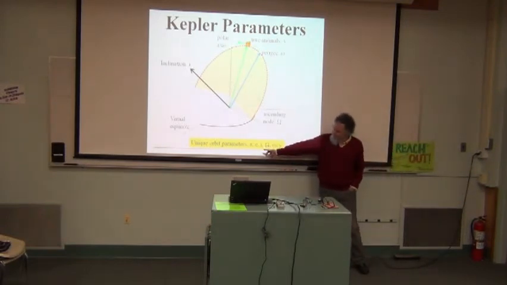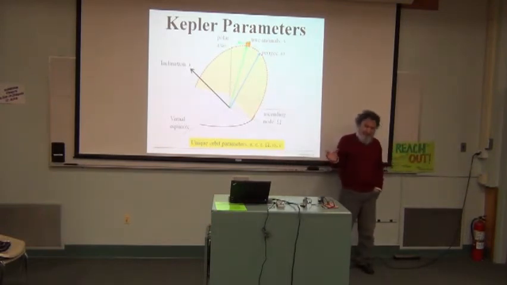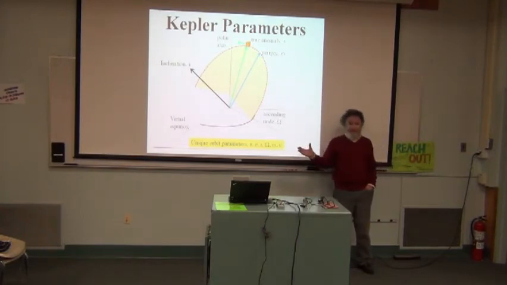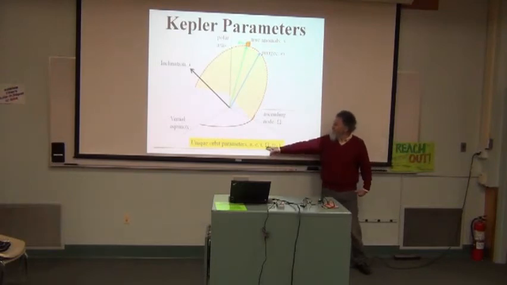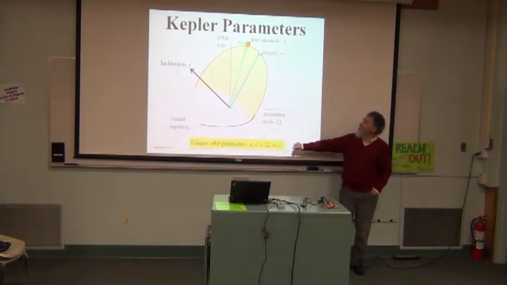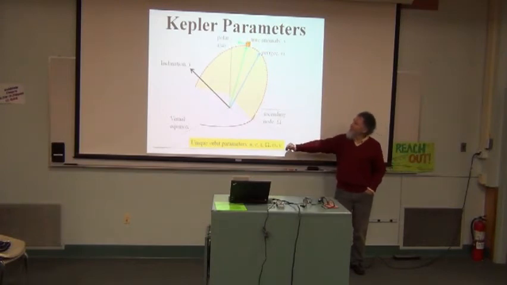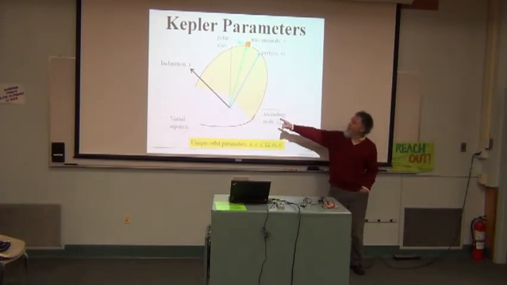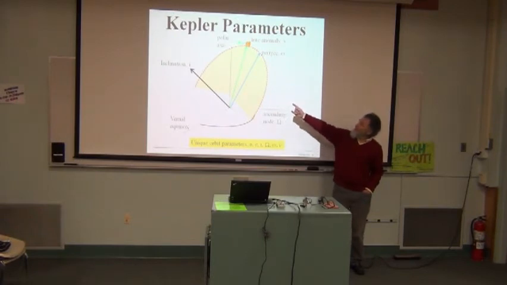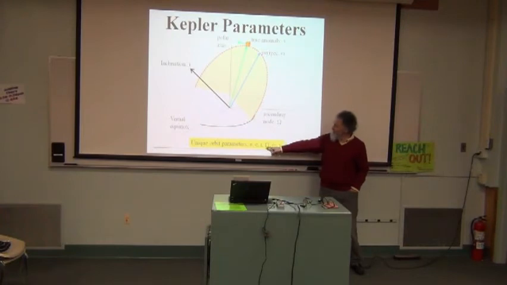A is the semi-major axis of the ellipse. E is the eccentricity, how much the ellipse differs from a circle. I is the inclination of the orbit plane relative to the polar, the Earth's spin axis. So there's an inclination vector. The angle from the polar axis to that vector would be this angle I.